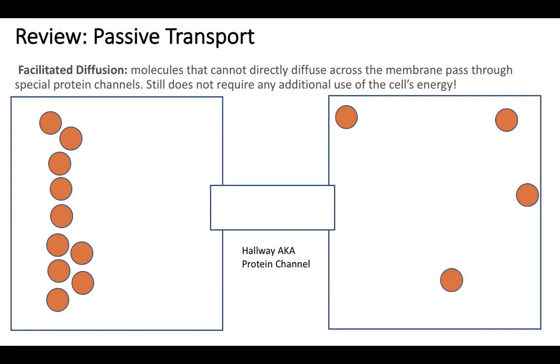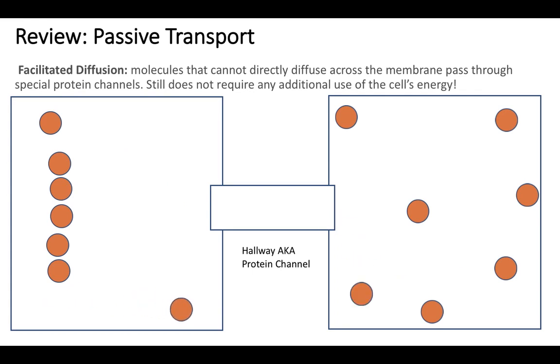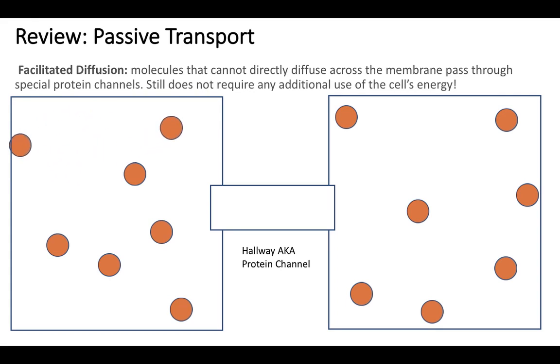Again, this is still not requiring energy. They spread out naturally, going from a high concentration to a lower concentration, and even within my classroom, they are now spreading out. Oh, and this last guy chose there. So facilitated diffusion: high to low, no energy. The only difference is you are adding in a protein channel.